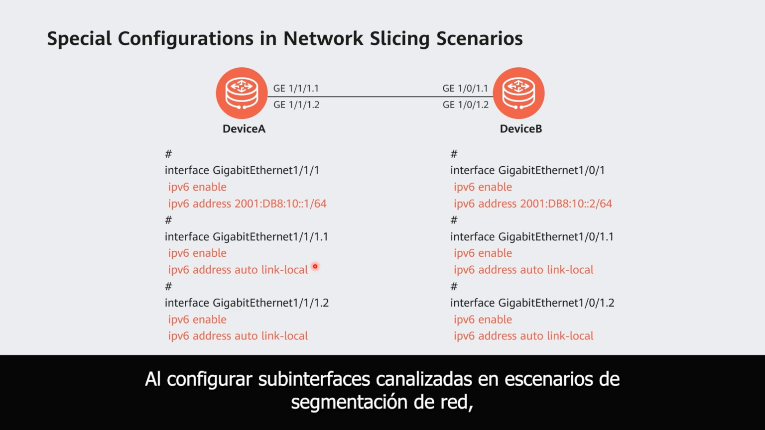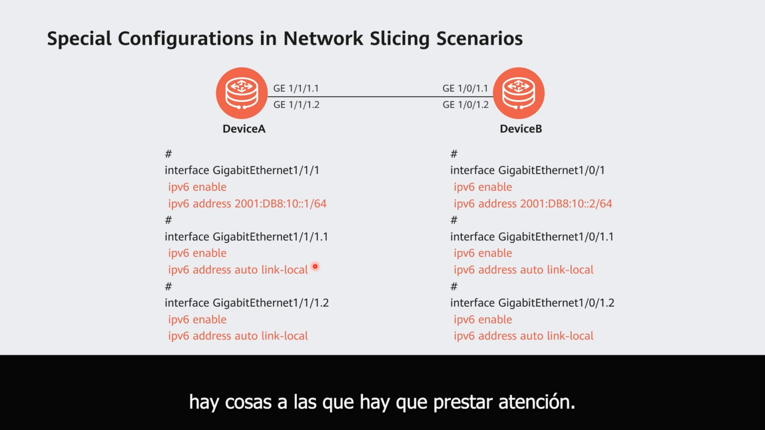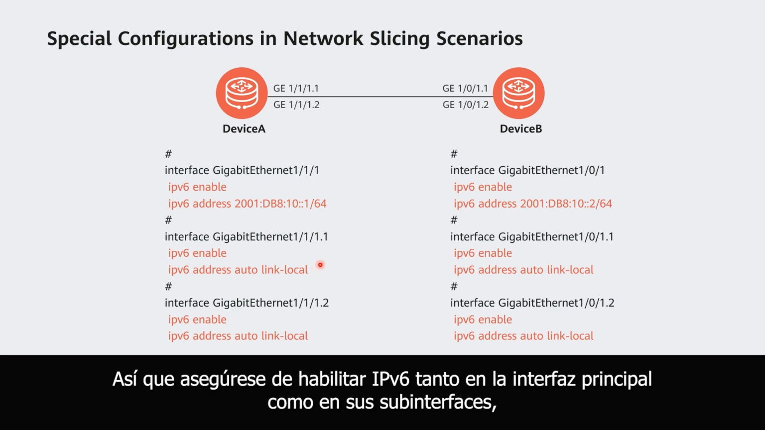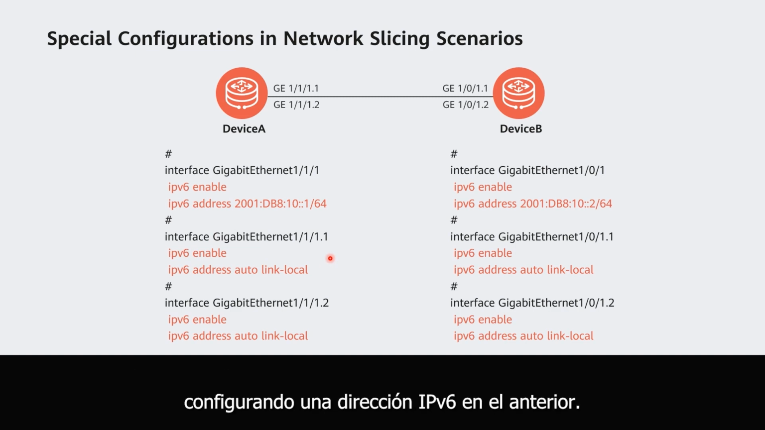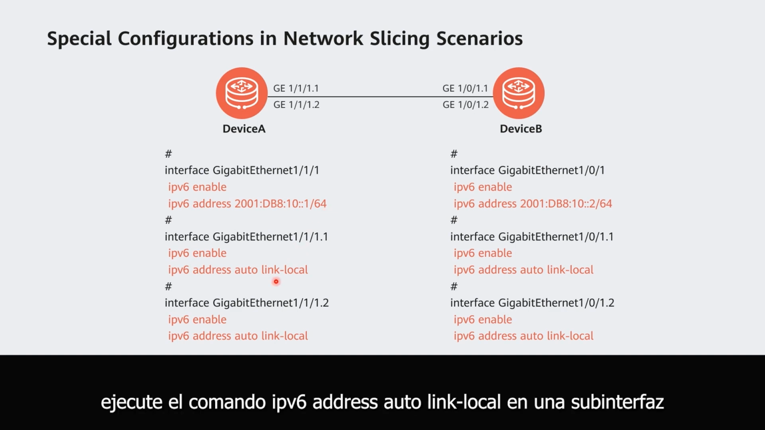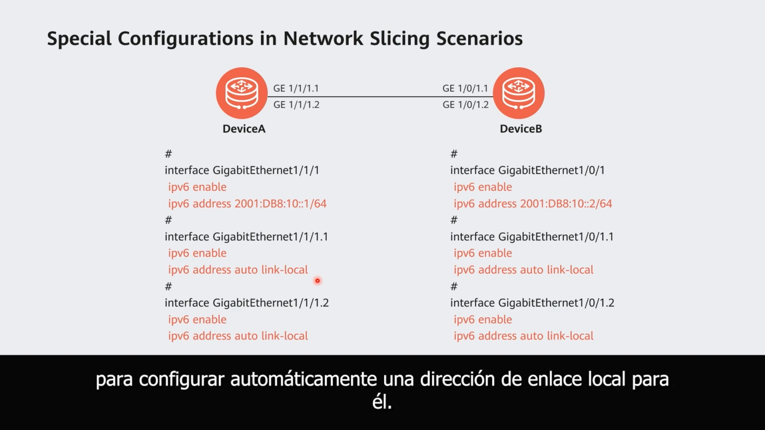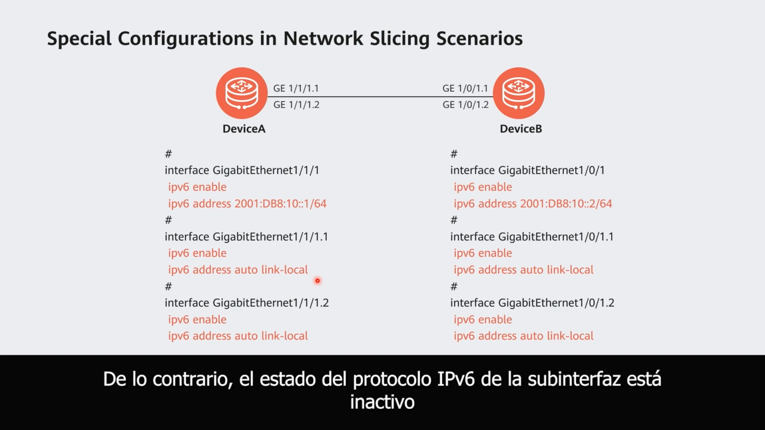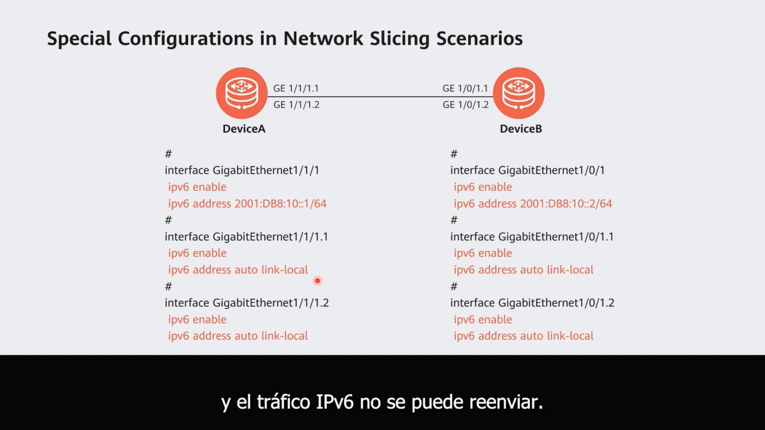When configuring channelized sub-interfaces in network slicing scenarios, there are things that must be paid attention to. So be sure to enable IPv6 on both the main interface and its sub-interfaces, configuring an IPv6 address on the former. In addition, run the IPv6 address autolink local command on a sub-interface to automatically configure a link local address for it. Otherwise, the IPv6 protocol status of the sub-interface is down, and IPv6 traffic cannot be forwarded.